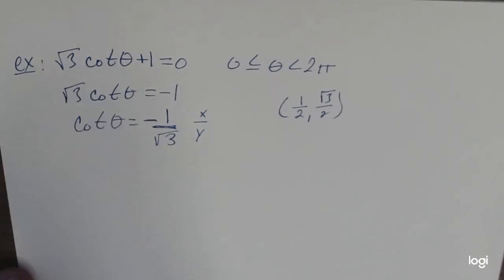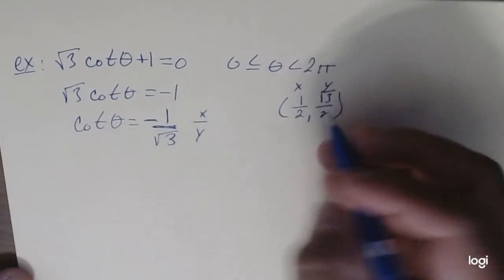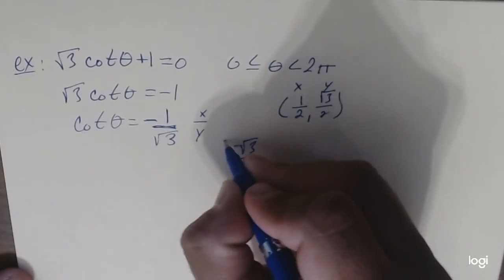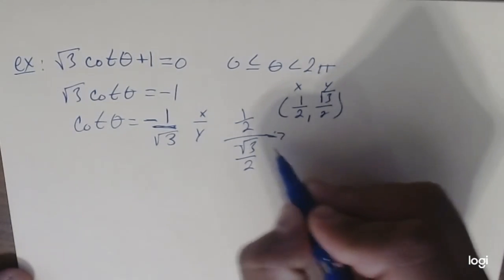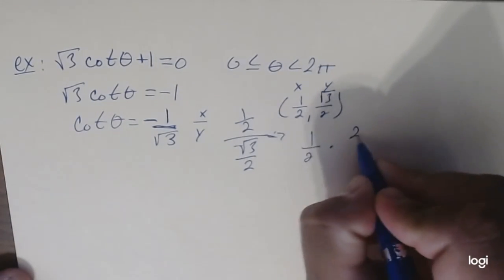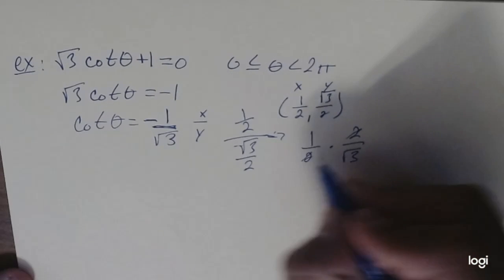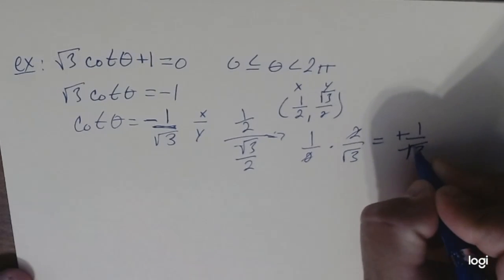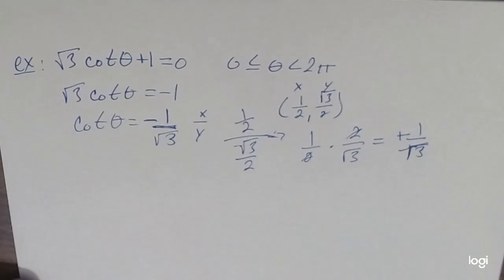Okay. And we want to see, is this a point that makes this work? Well, if this is x and y, we have to do it that way, so it'll be radical 3 over 2, all being divided by 1/2, right? It's x over y. So if we use this process, it's going to be 1/2 times 2 over radical 3. Hey, look at that, it works. Cancel, cancel. We get positive 1 over radical 3. Okay, so we kind of got it, but we want the negative of it, right? So all we have to do is make one of them negative, and we got our answer.